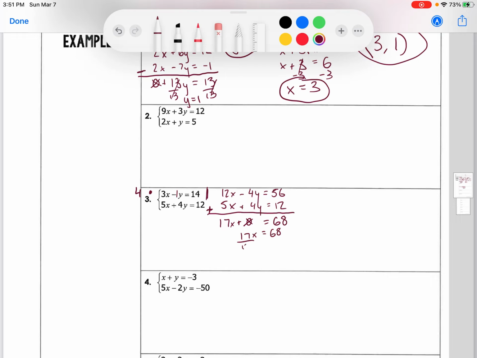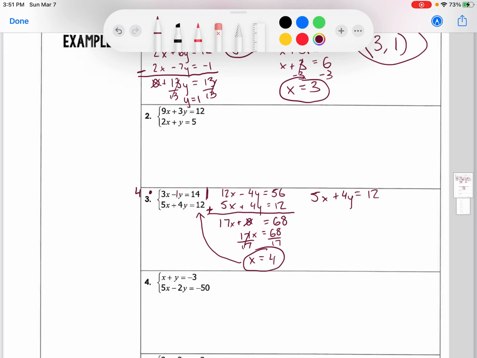Now, my last step, if I just make this look pretty, 17x equals 68. I'm going to divide both of these by 17. 17x divided by 17 is just x. And 68 divided by 17 is going to be 4. So I know my x value is 4. Now what I need to do is plug it back into one of my initial equations. I'm going to plug it into that second one. I don't know why, just because I got a good feeling about that one.